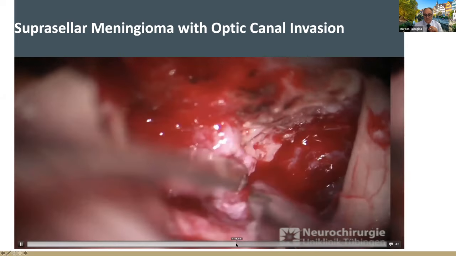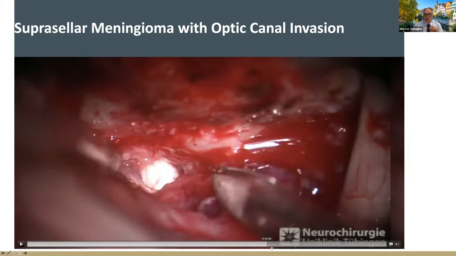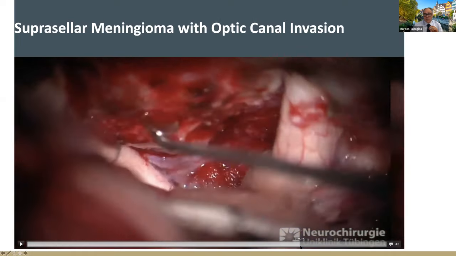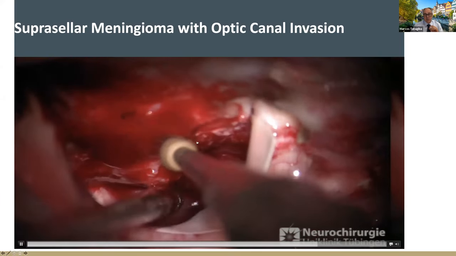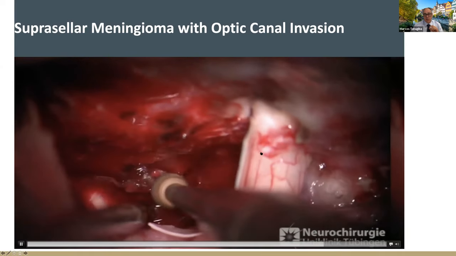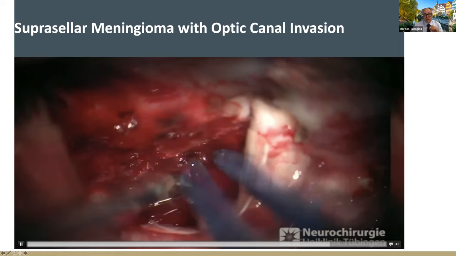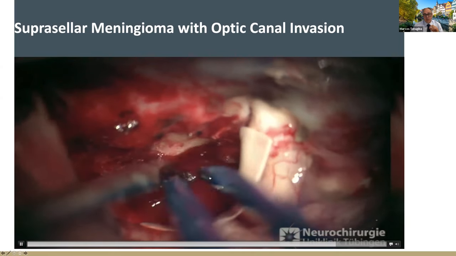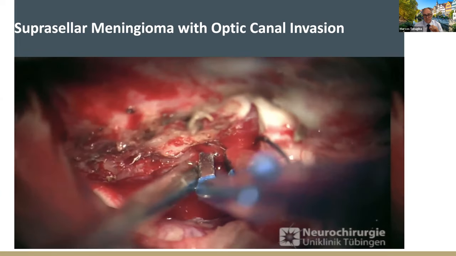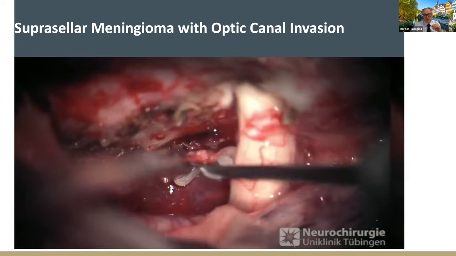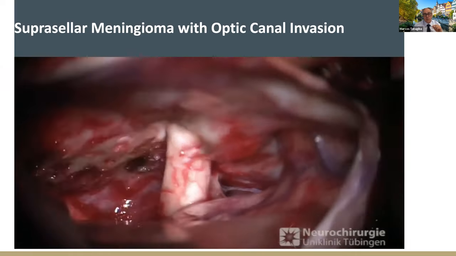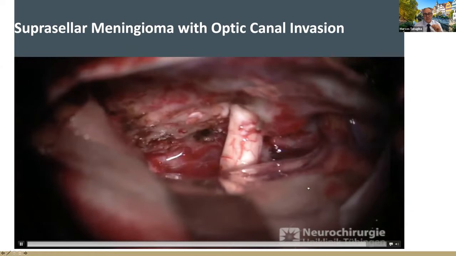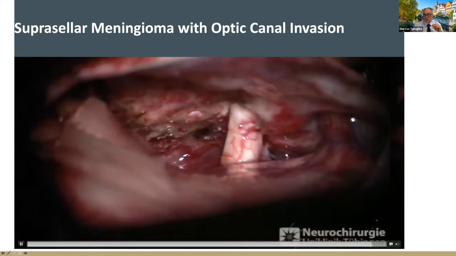I'm coming forward. So you could see the invasion of the optic canal. And now when tumor is removed, I will clean this area. And so this is the procedure. I have still some tumor here. I put a piece of glove to protect the optic nerve. And then I drill away this area to clean the bone and to make hemostasis. And sometimes if there is suspicion of tumor, I use the endoscope to make sure that there is no tumor behind entering the sellar area. Okay, so this is the end.